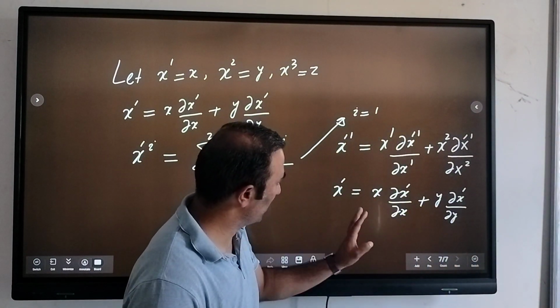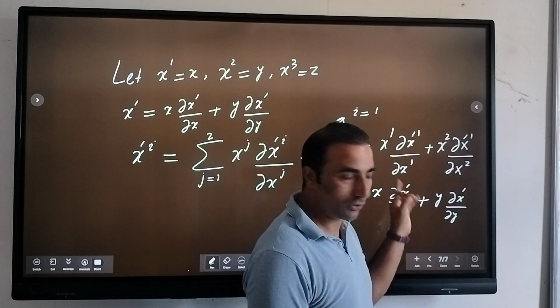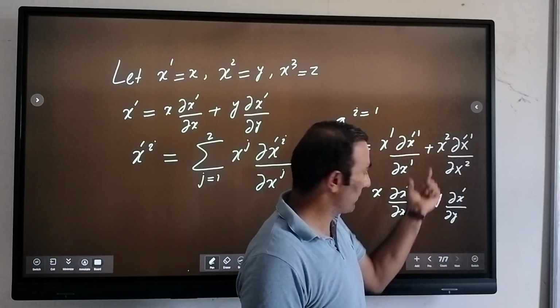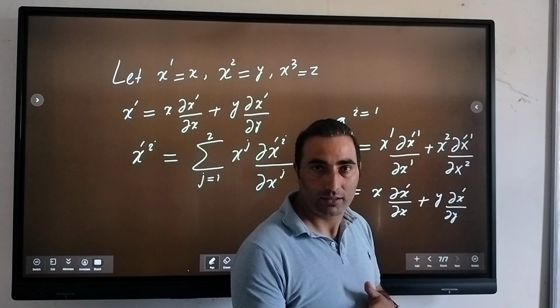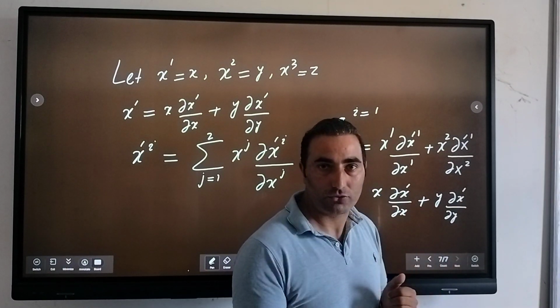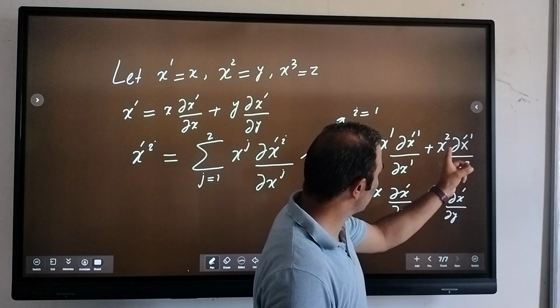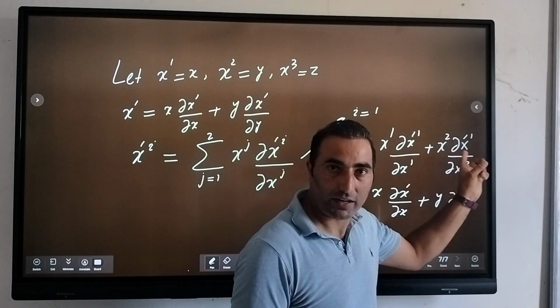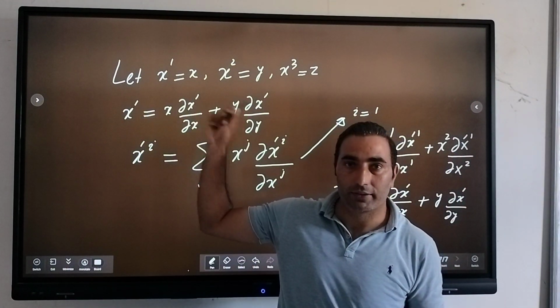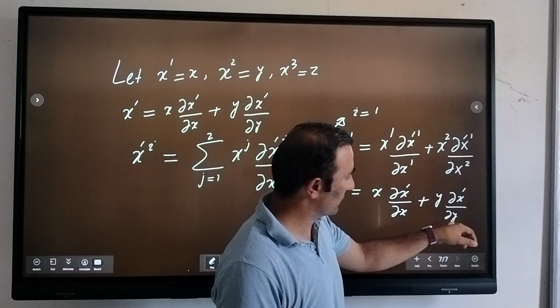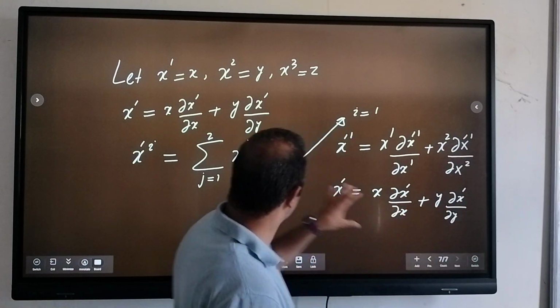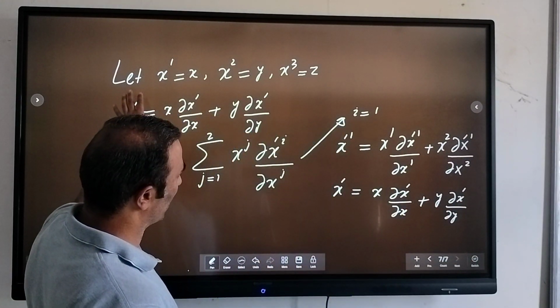So just check if I'm right. Because first is x1 equal to x. So this is partial x prime, because x1 prime equal to x prime, right? Because x1 corresponds to the x coordinate, the first coordinate. So that's partial x prime by partial x plus, now x2 is equal to y. So following this notation, x2 equal to y, partial x prime by partial y. So this is the same equation that I get here, right?